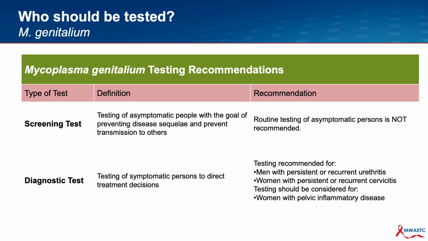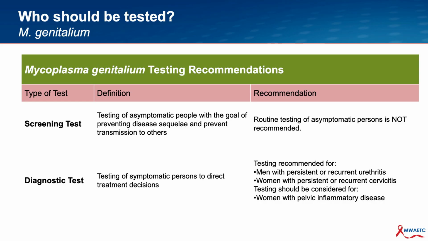So they, by and large, do not recommend screening asymptomatic people for prevention of disease. So for any of those sequelae that I mentioned associated with MGen, CDC does not recommend screening anyone to prevent these sequelae. However, diagnostic testing is recommended in people who are symptomatic. So currently, the CDC recommends testing men with persistent or recurrent urethritis for MGen and women with persistent or recurrent cervicitis, as well as a consideration for women with pelvic inflammatory disease.